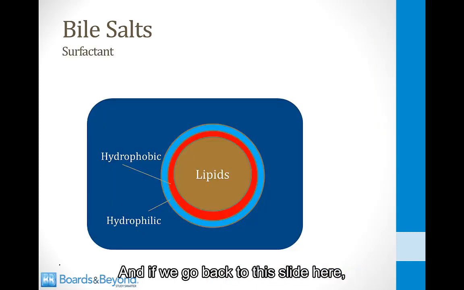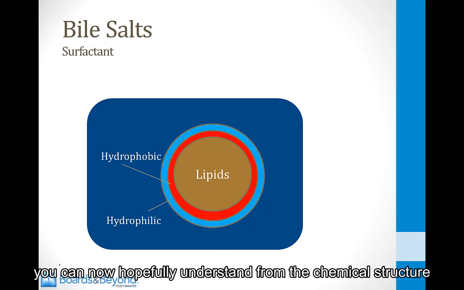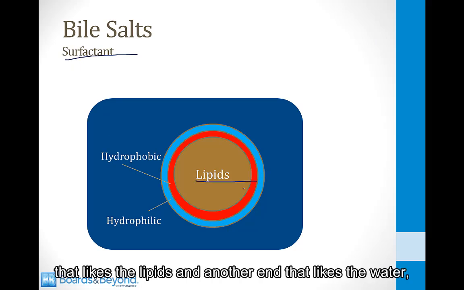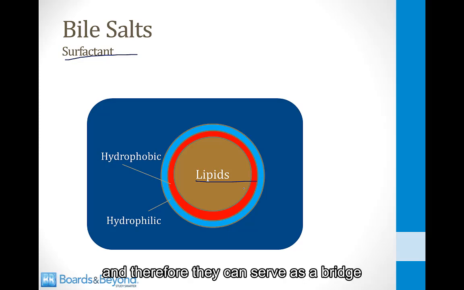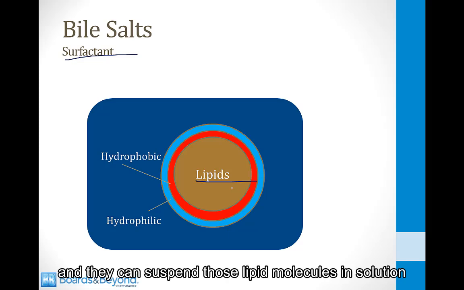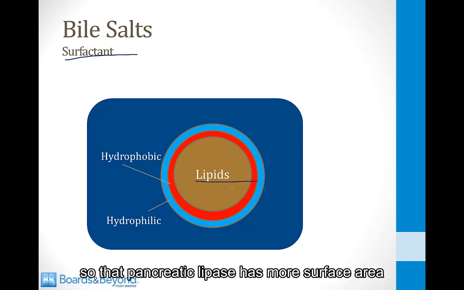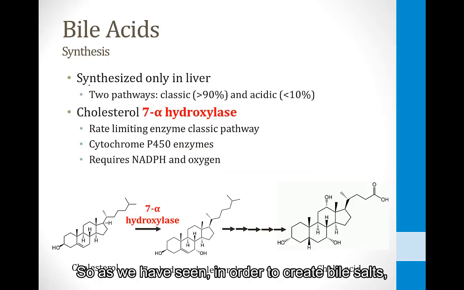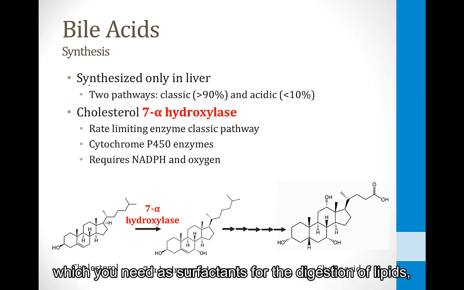And if we go back to this slide here, you can now hopefully understand from the chemical structure how bile salts work as surfactants. Now they have one end of the molecule that likes the lipids and another end that likes the water, and therefore they can serve as a bridge between the lipid and water environments, and they can suspend those lipid molecules in solution so that pancreatic lipase has more surface area in which to work for digestion.